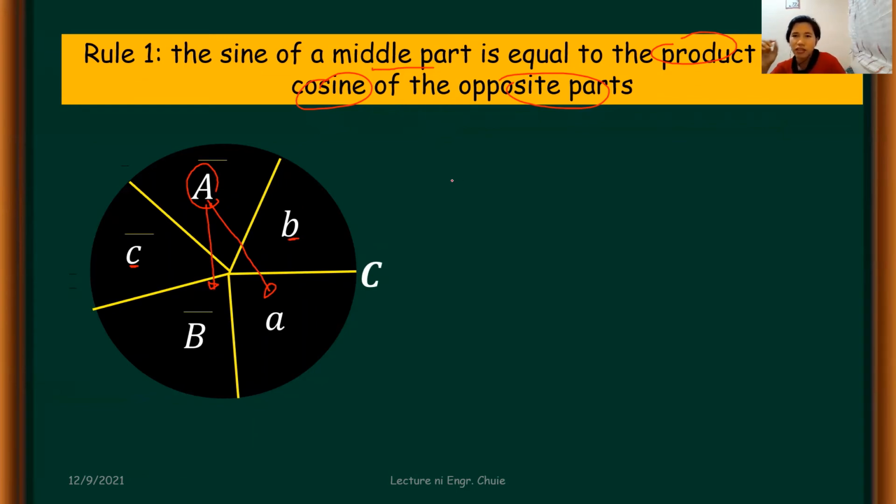So if we use this in the formula, it becomes sine A bar is equivalent to cosine of B bar times cosine of A. So if we read the rule again, the sine of our middle part, which is A, is equal to the product of the cosine of the opposite parts. So cosine of B times cosine of A. So that is it. Okay, another situation.